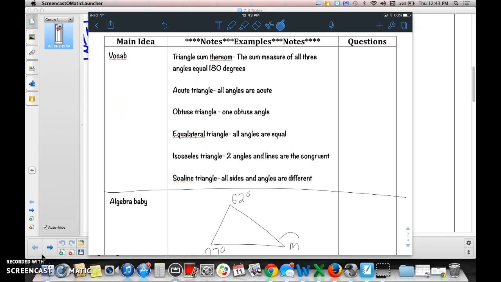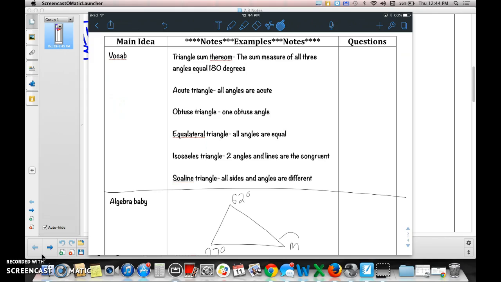An acute triangle has 3 acute angles. An obtuse triangle also has 3 acute angles. True or false? False. I know I went really fast. Let me repeat. An acute triangle has 3 acute angles, just like an obtuse triangle has 3 obtuse angles. False. An obtuse triangle cannot have more than 1 obtuse angle, otherwise you'd have way more than 180 degrees, right? So obtuse triangles have 1 obtuse angle, and the rest would be acute.